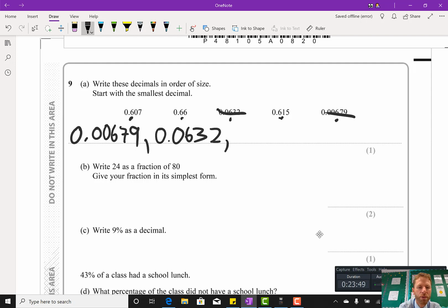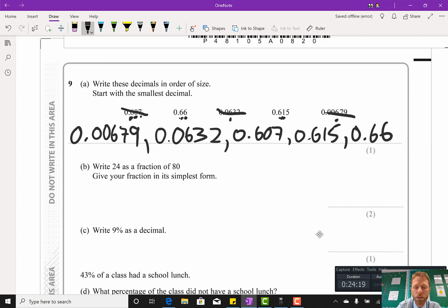This is 6/10 and 7/1000, 6/10 and 6/100. But essentially we're going to look at this second column, which has got the smallest number in this second column, and that's 0.607. So now that's that used. Which has got the smallest number in the hundreds column is this one, 0.615, which means the largest number here is 0.66. Must get them all right to get the mark, as it's only worth 1 mark.